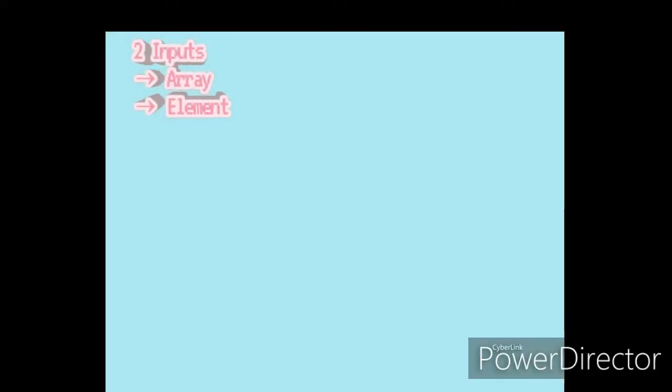It takes two inputs, one is an array and one is an element. What does it do? It checks whether the element given to the function is present as one of the elements in the array given to the function. So let us see how it goes about doing this.